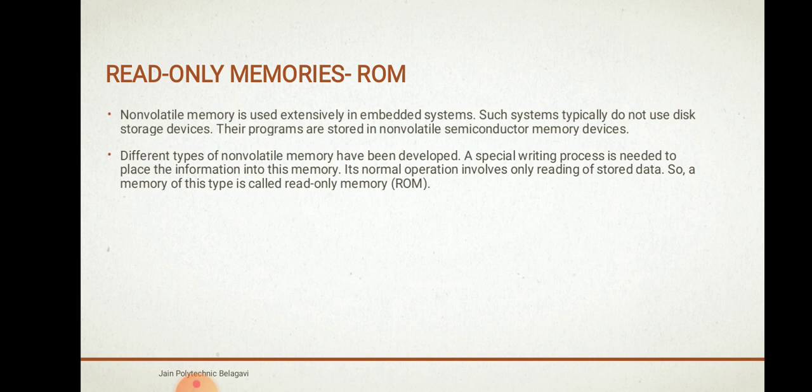Now different types of non-volatile memory have been developed. So not only ROM, there are other types of non-volatile memories also. A special writing process is needed to place the information into the memory. Its normal operation involves only reading of stored data. Now ROM is only used for the purpose of reading stored data. Whatever data gets stored in the ROM can only be read. We can't write any data into the ROM, so it is called read-only memory. So we can only read from that memory, we can't write into that memory.